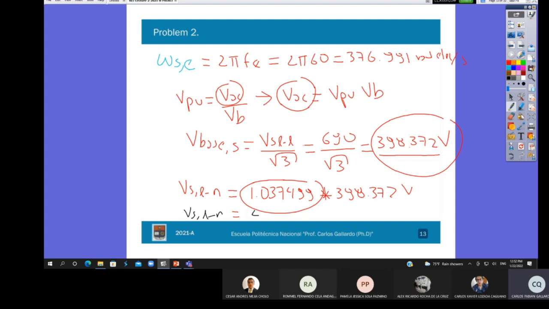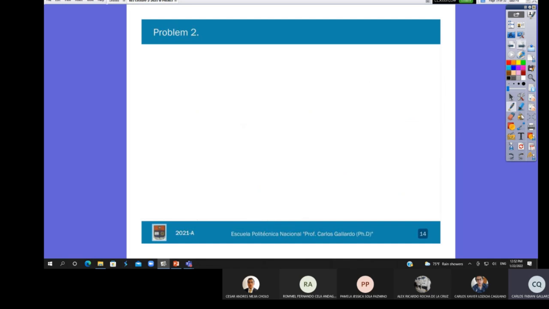So I will get 413.311 volts. Okay, 311 volts. What is my objective? My objective is to convert from the natural reference frame to the park reference frame.